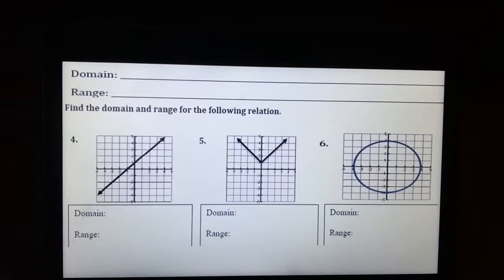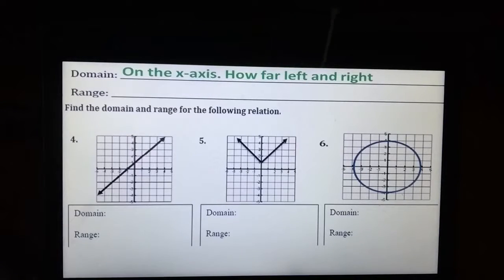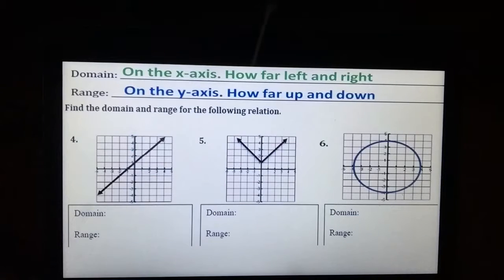All right, now if the domain is the x-axis, which is how far to the left and to the right that the graph will go, all right, what do you think the range is? Go ahead and answer that. All right, so the range would then be the opposite, obviously, because if it's on the x-axis and it's the domain, the range would be the y-axis. How far to the left and right it goes, the opposite of that would be how far up and down it goes.